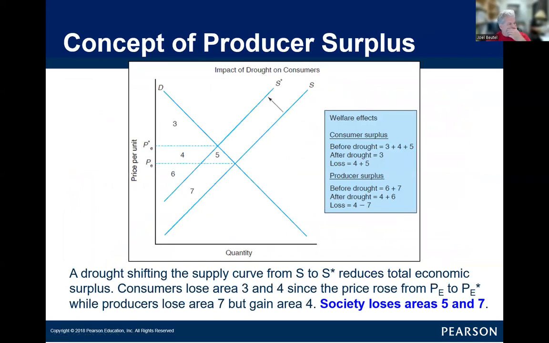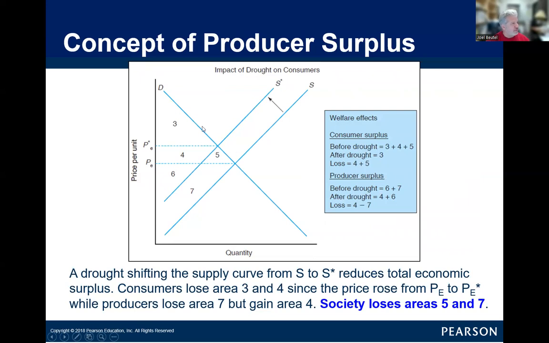So if we have a drought that's going to shift the supply curve from S to S star, that means that our equilibrium price goes up, and that also means that the quantity consumed goes down. And so we can look at what's happening, and we can say before the drought, when we're at this S and we've got PE, then the consumer surplus is going to be areas 3, 4, and 5. And the producer surplus before the drought is 6 and 7.